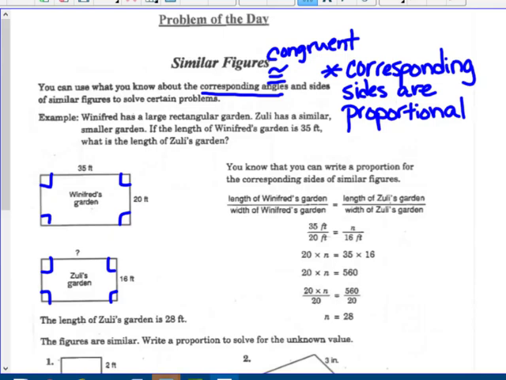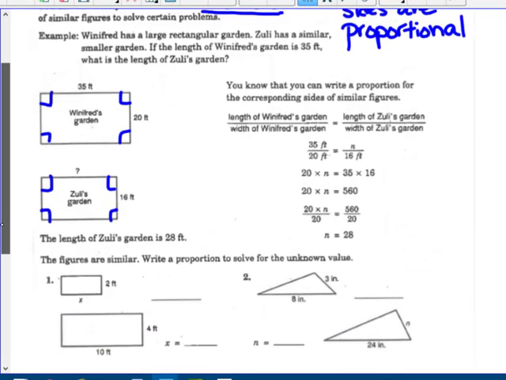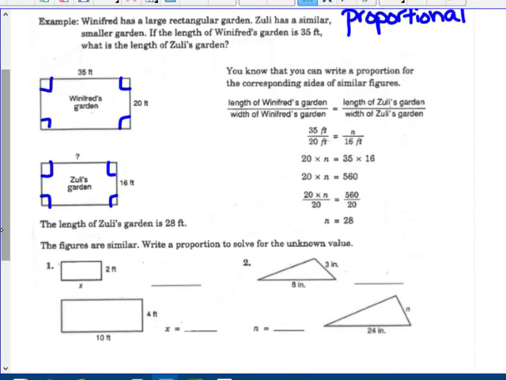Winifred has a large rectangular garden, but Zuli has a similar, smaller garden. If the length of Winifred's garden is 35 feet, what is the length of Zuli's garden? So we can see that we have 3 numbers in our 2 pictures and a question mark. 4 things. So those 4 things can be set up into a proportion. You know that you can write a proportion for the corresponding sides of similar figures.